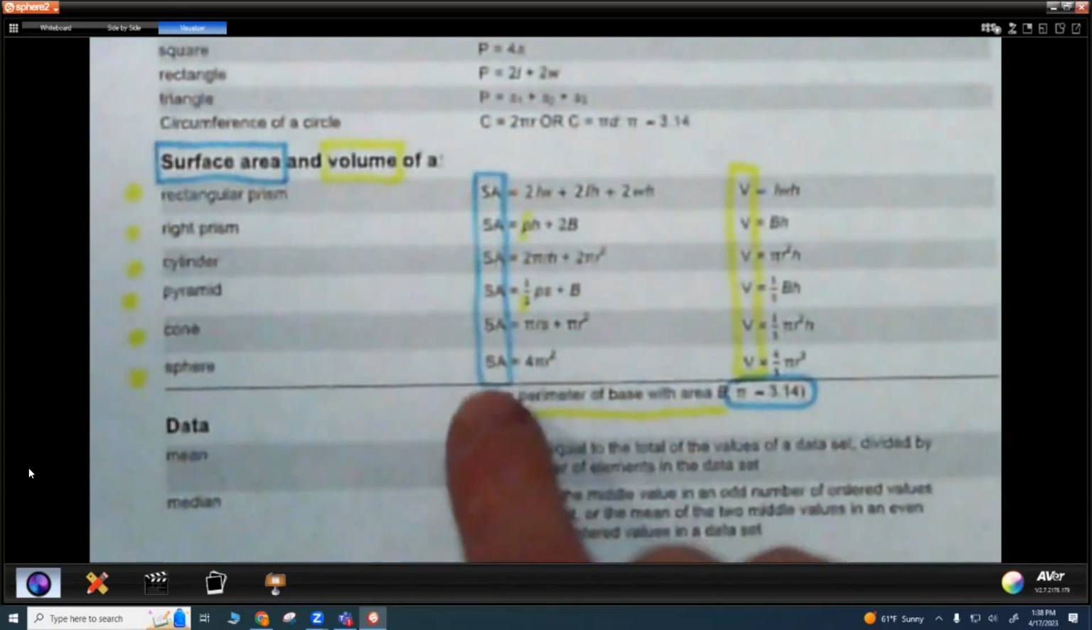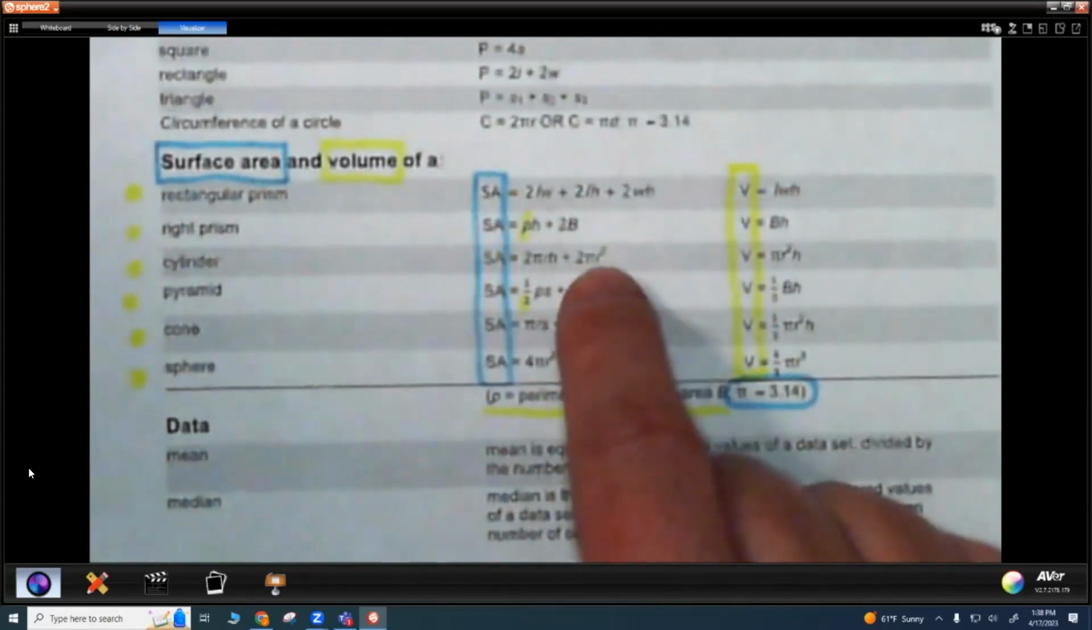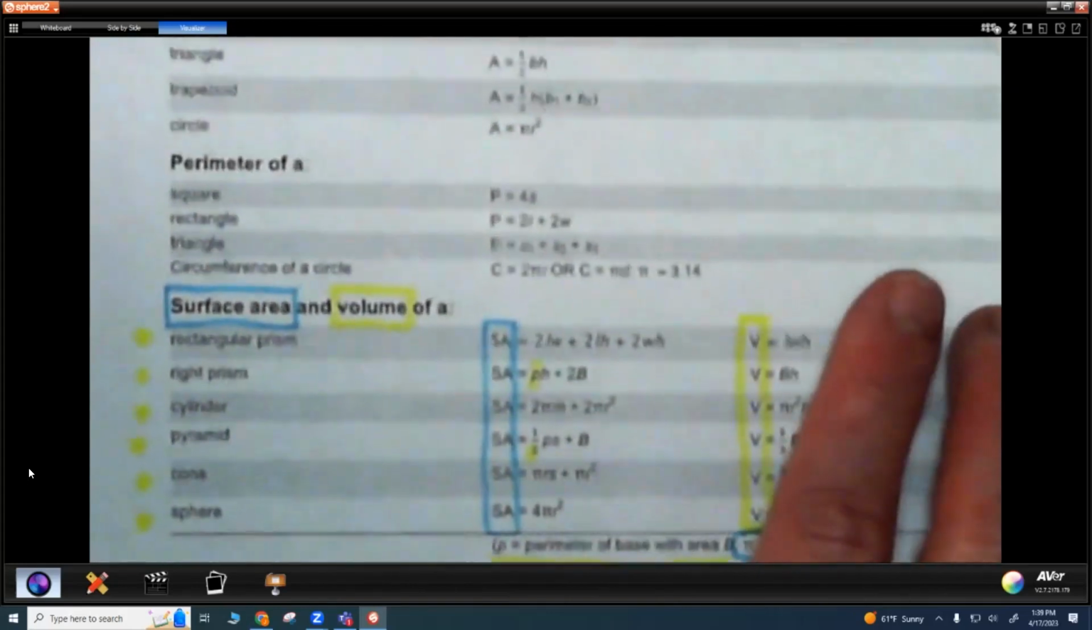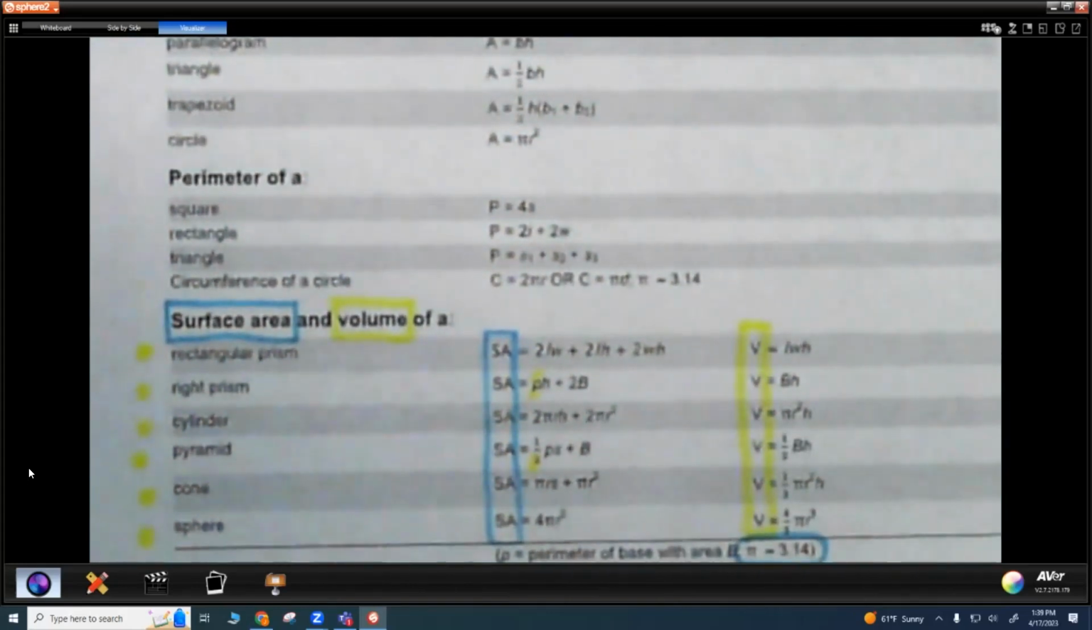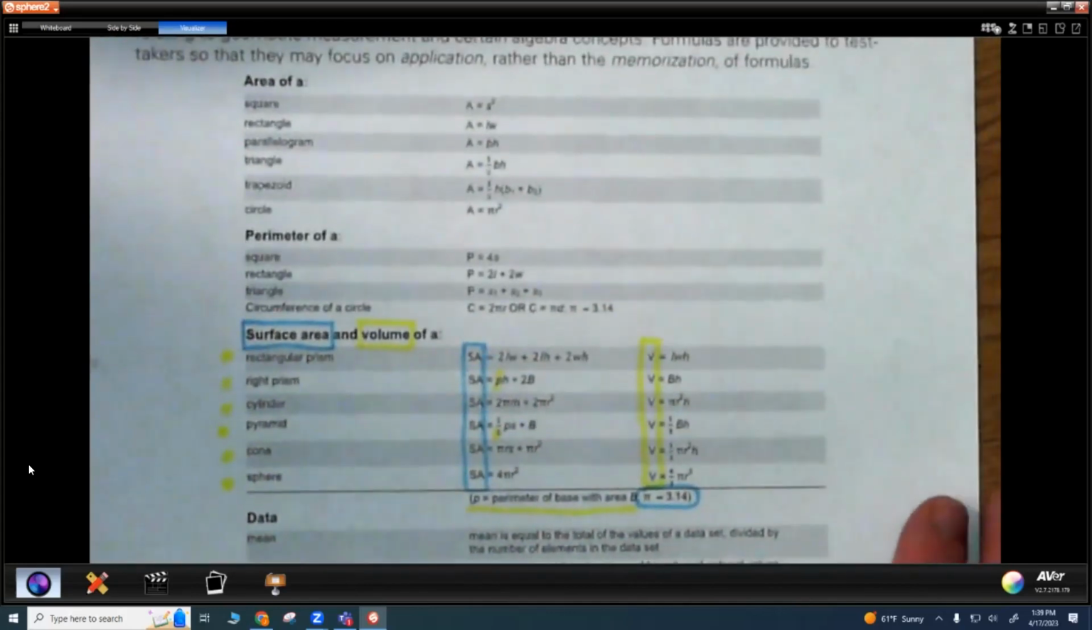And then hopefully you notice as well, with cylinder, cone, and sphere, our friend pi and our friend r, radius, are making an appearance. So they're going to come right back to us.